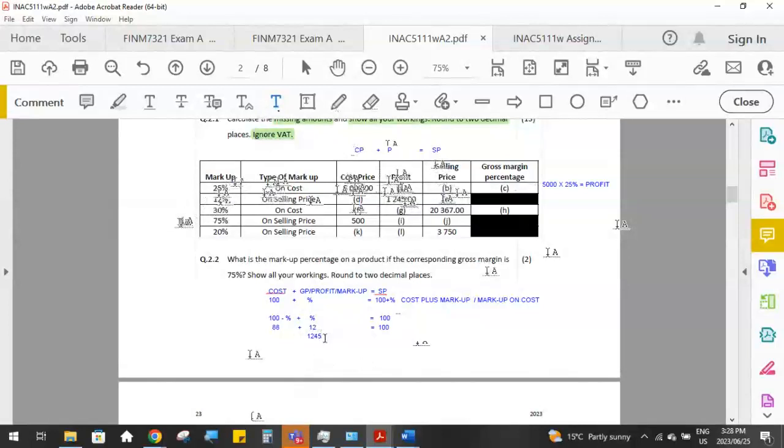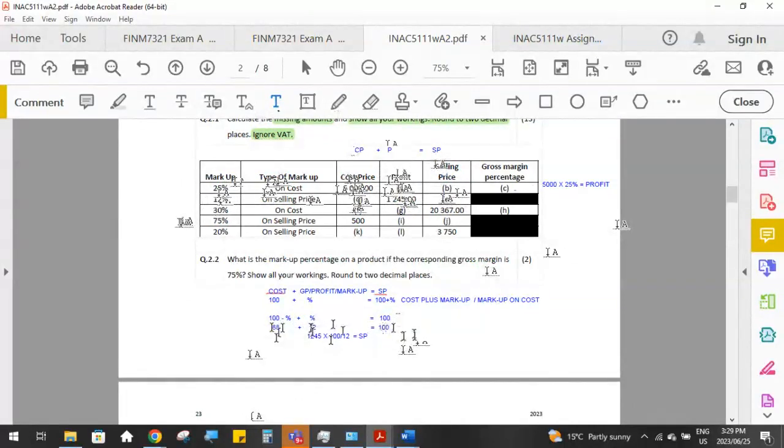So if 1245 is 12 parts, and I want 100 for the selling price, I'm going to take 1245 times 100 over 12 will equal a selling price, and then selling minus profit will give me whatever the cost price is. Okay, do you see how I've used these proportions?